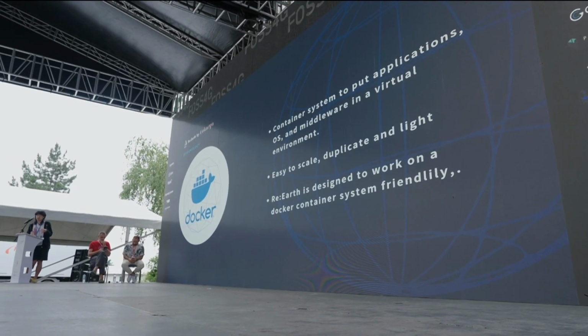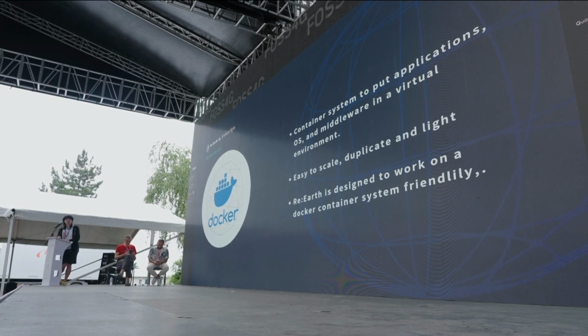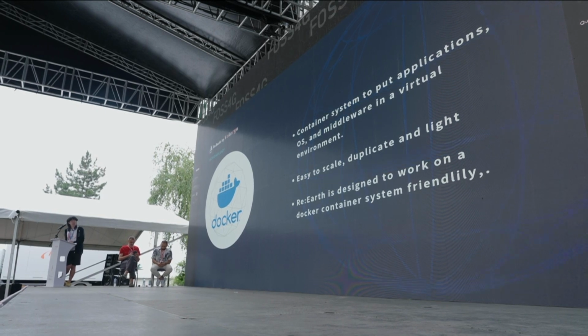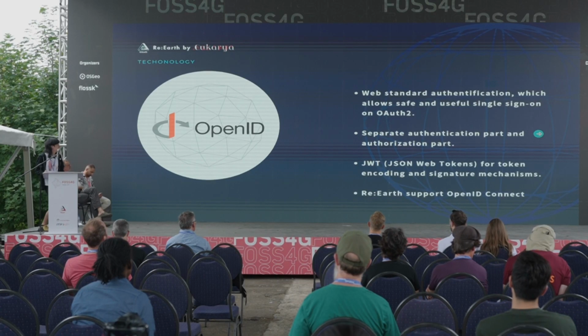Also, for the infrastructure part, we have a Docker system, so that allows you to scale your infrastructure. You can also duplicate the same environment, super easy, and it's light. We also use OpenID Connect for the authentication system. We use JWT tokens for token encoding and the signature mechanism. We also support OpenID Connect as well.